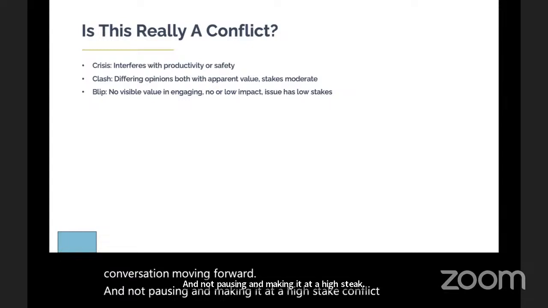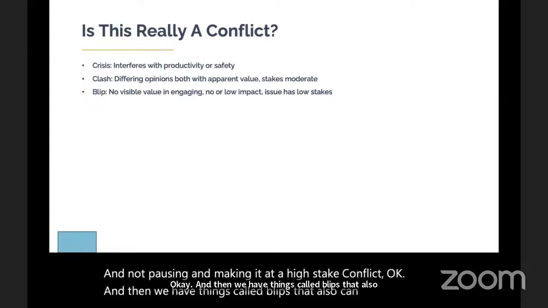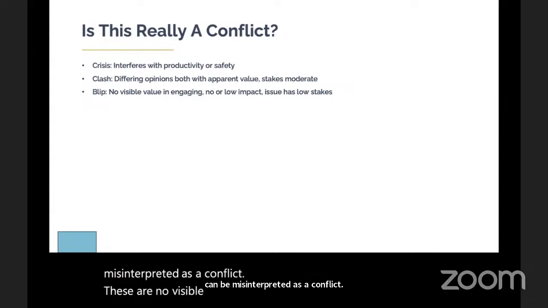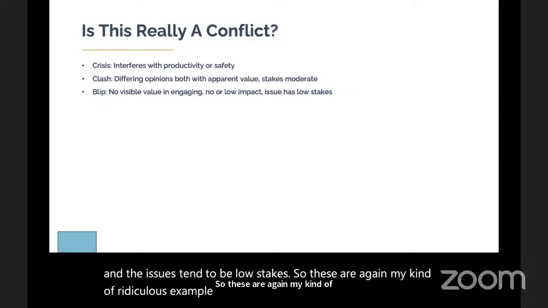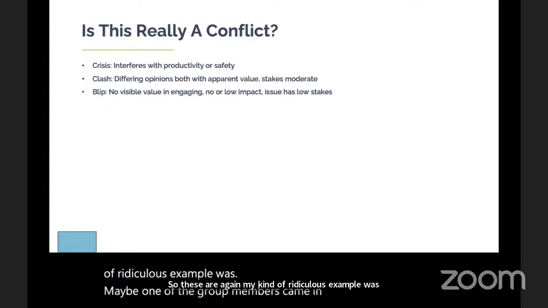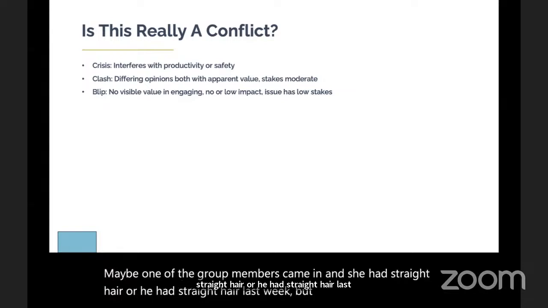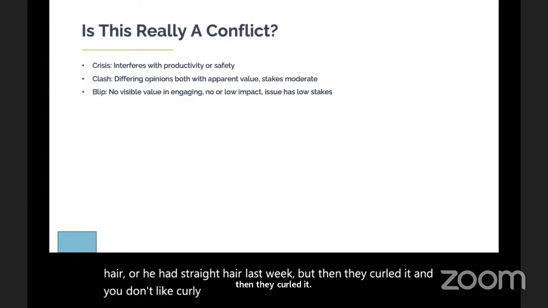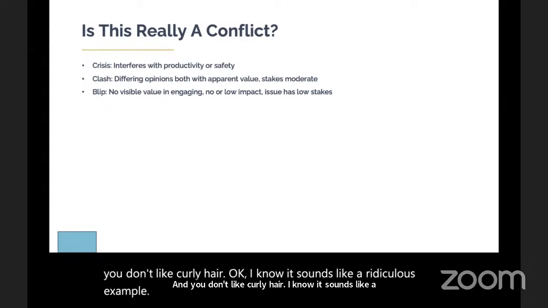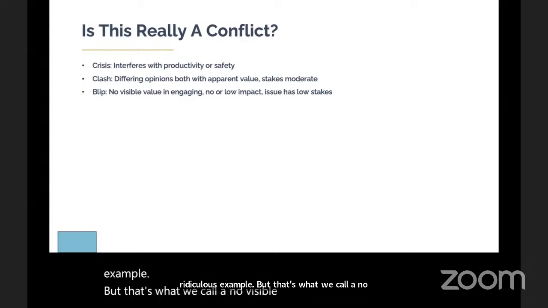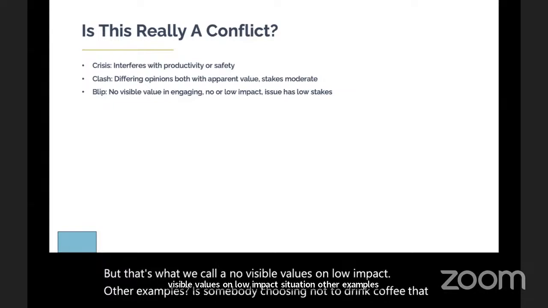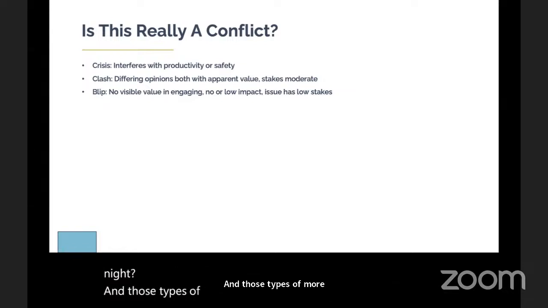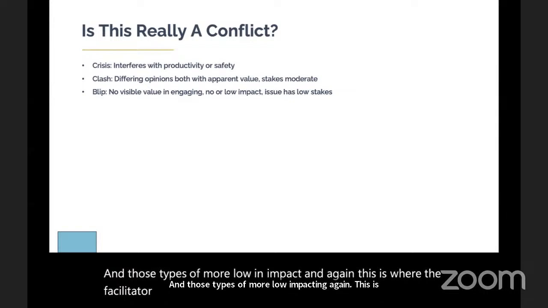And then we have things called blips that also can be misinterpreted as a conflict. These have no visible values engaged. They have no or low impact, and the issues tend to be low stakes. My kind of ridiculous example was maybe one of the group members had straight hair last week, but then they curled it and you don't like curly hair. I know it sounds ridiculous, but that's what we call a no visible values, low impact situation. Other examples are somebody choosing not to drink coffee that night. Here the facilitator just wants to continue with the group.